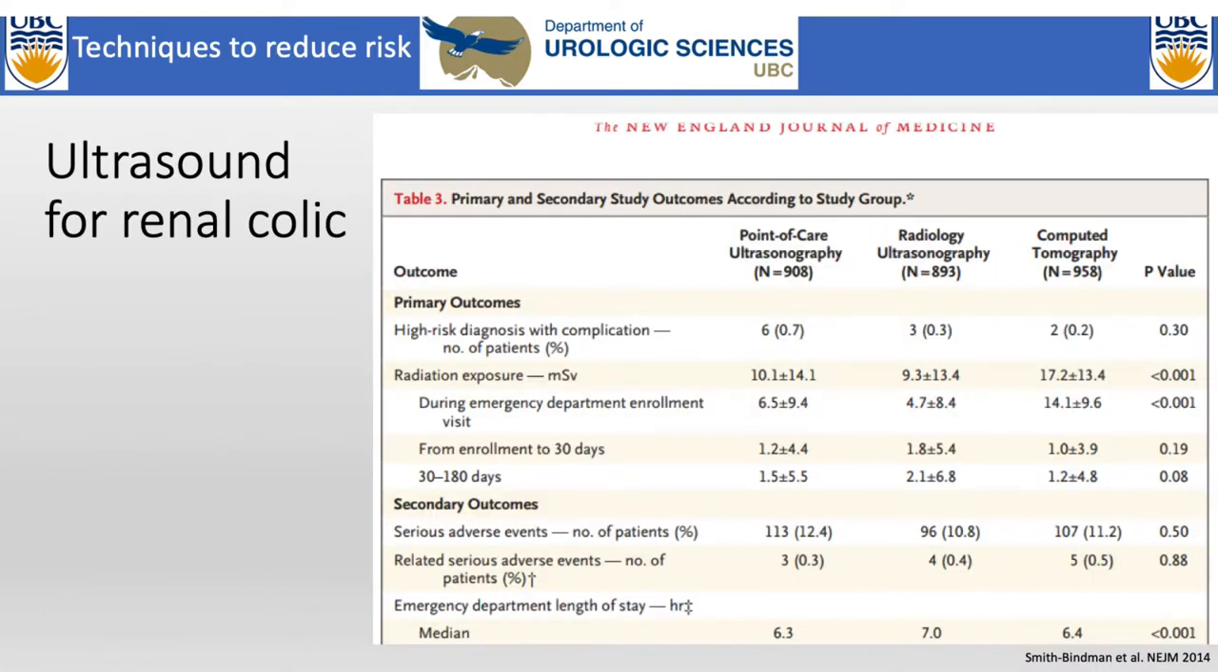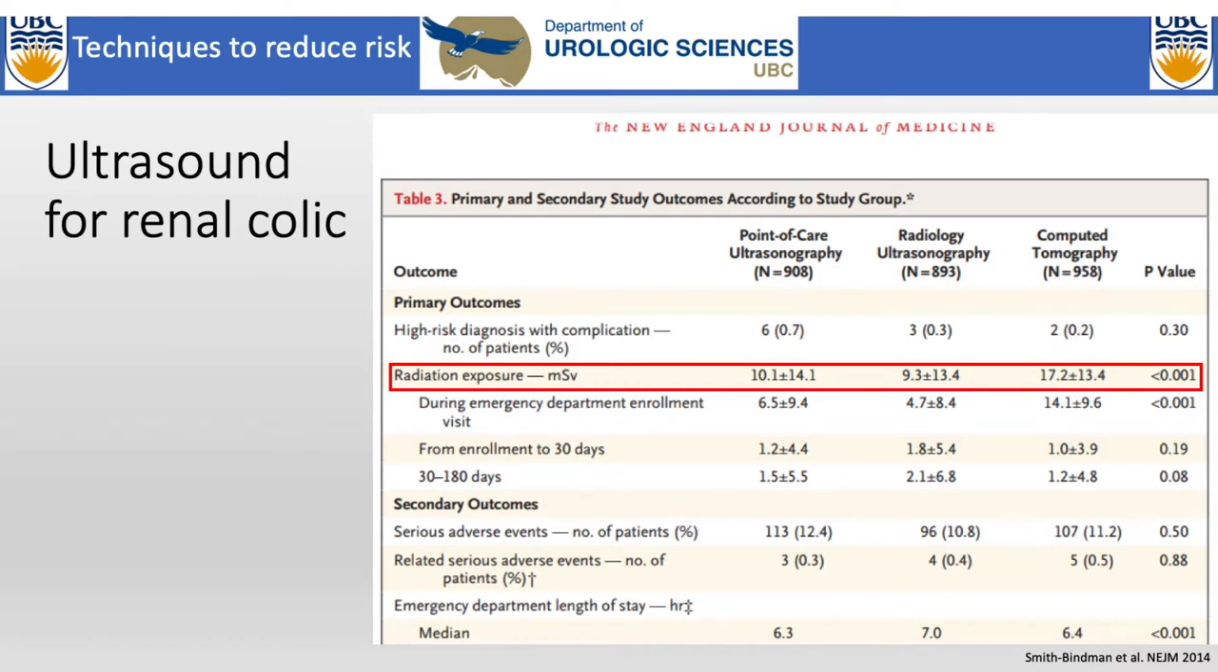Another way to reduce radiation for patients coming in with renal colic would just be to not do a CT scan at all. So this is a New England Journal publication from 2014 looking at ultrasound as the primary diagnostic tool for patients showing up to emerge. There were three streams: ultrasound by an emerge doc, ultrasound in radiology, and CT scan. And this is just a regular CT scan.